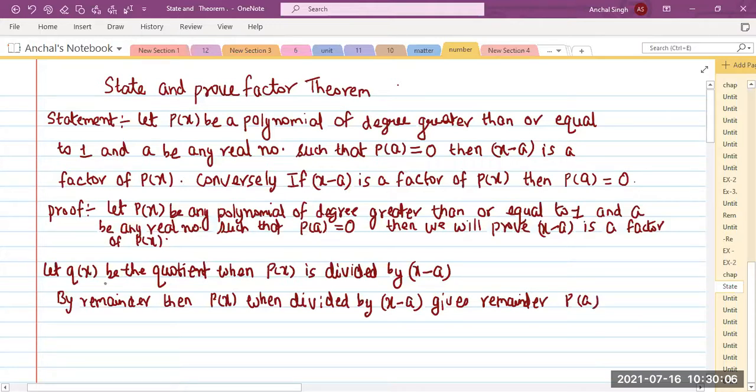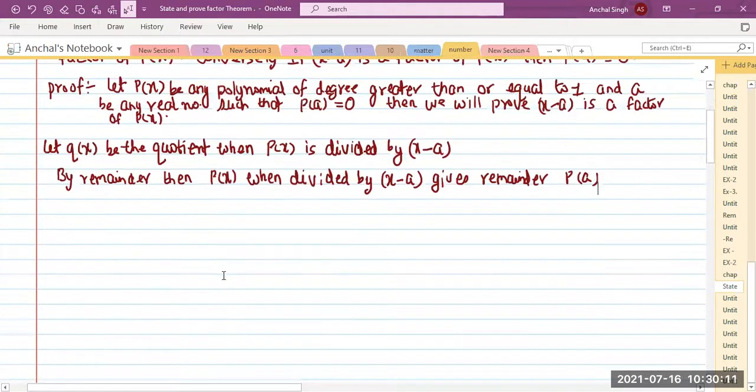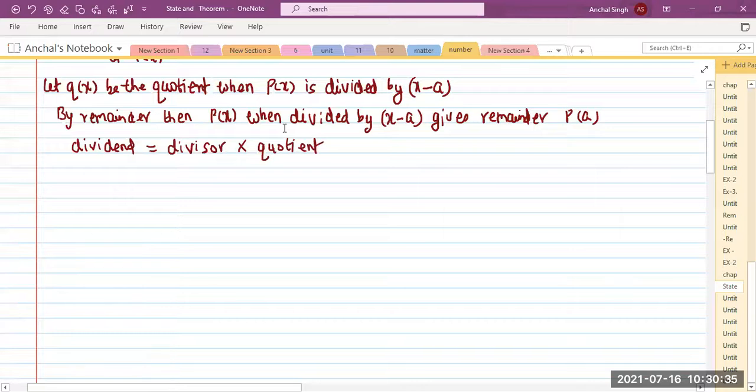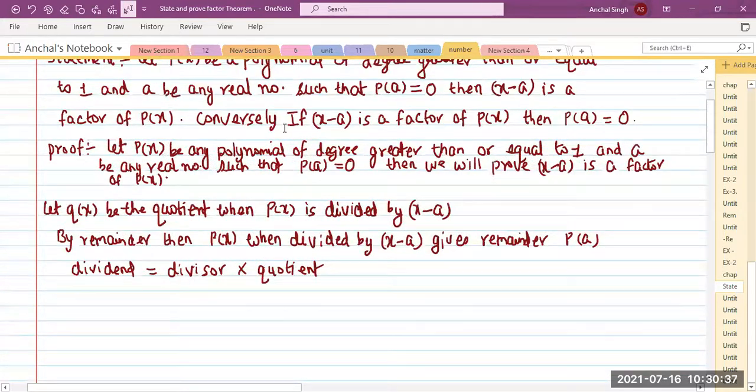ठीक है, अब देखो, अब हम यहाँ डिवीजन एल्गोरिथम लिख रहे हैं। ओके, नाउ व्हाट आई एम राइटिंग इज, we know very well that dividend is equal to divisor into quotient plus remainder. Dividend is equal to divisor into quotient plus remainder. Okay.